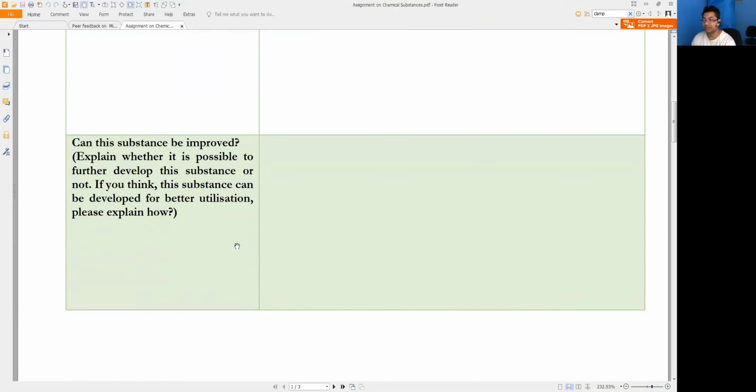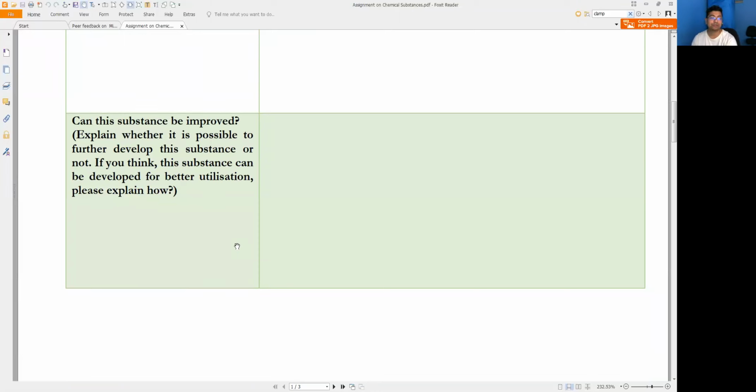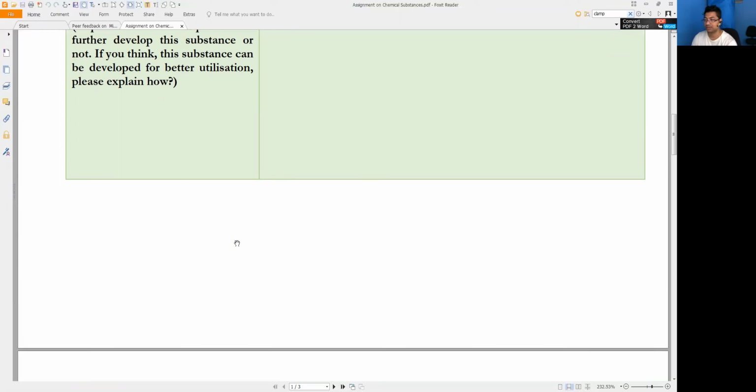So can this substance be improved? If you think, suppose if you think sugar, could you improve the sugar? You need to do some research. It could be paper, it could be alcohol, it's up to you, any substance.